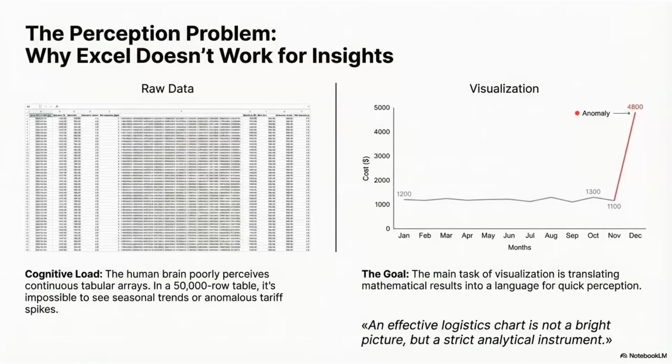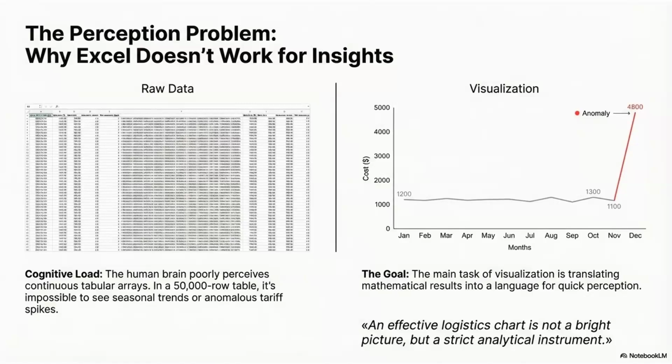This is why the main task of visualization in logistics is to translate complex mathematical analysis results into the language of rapid visual perception. The graphical representation of information allows for the identification of a critical problem in a matter of seconds. For example, if we look at the linear dynamics of costs, we will immediately notice a sharp anomaly in December, a jump in expenses to $4,800. In a spreadsheet, this figure would simply be lost among thousands of others, but on a chart, it instantly signals the need for managerial intervention.